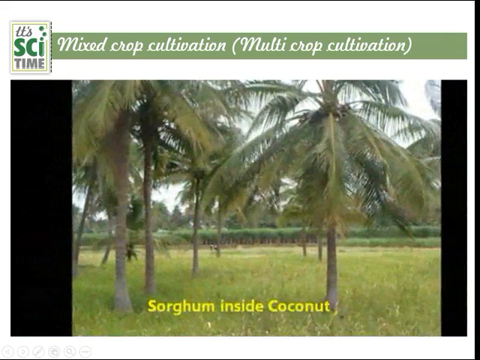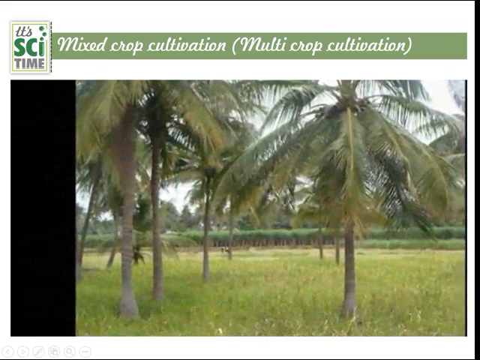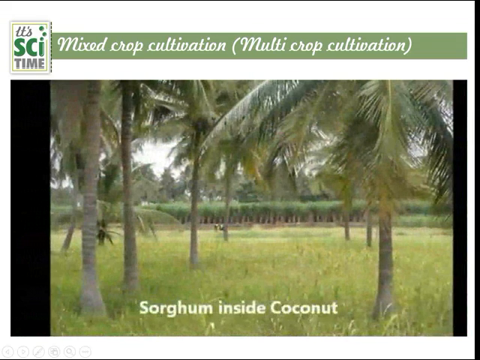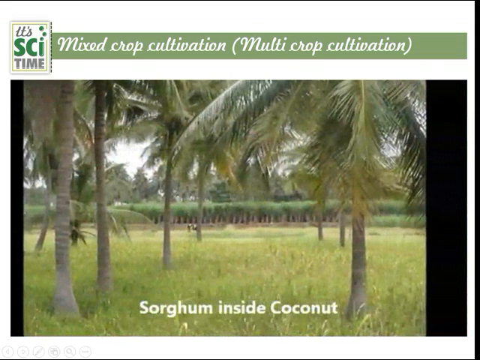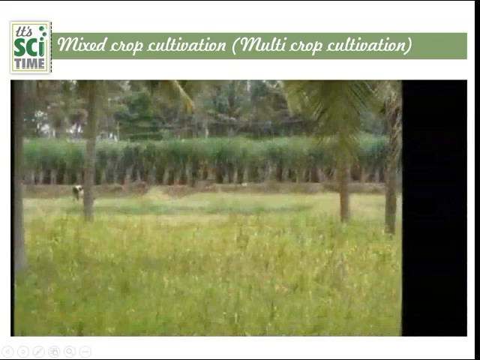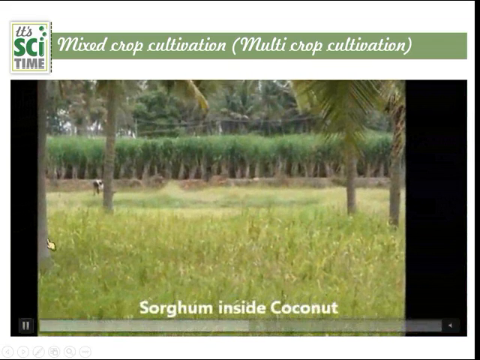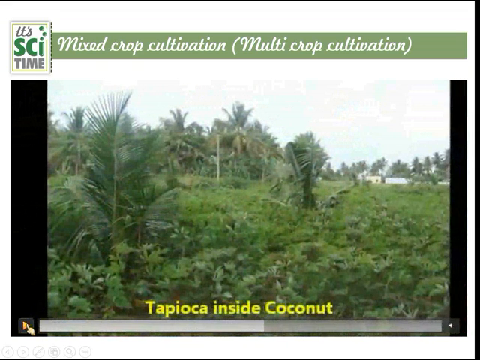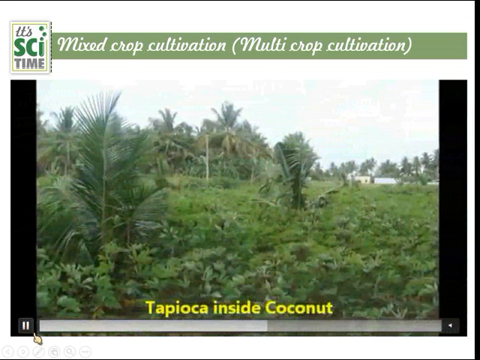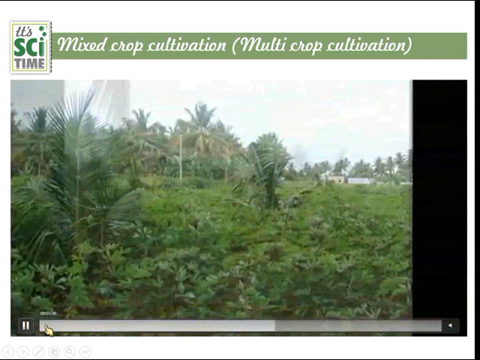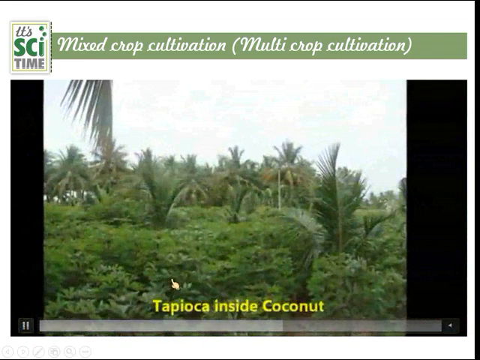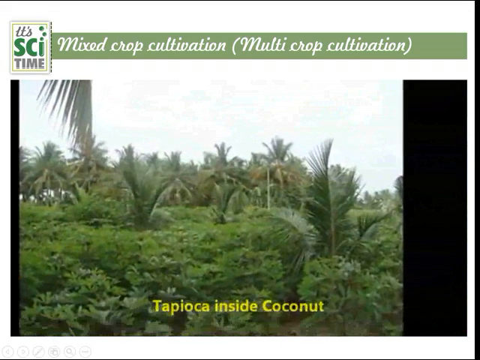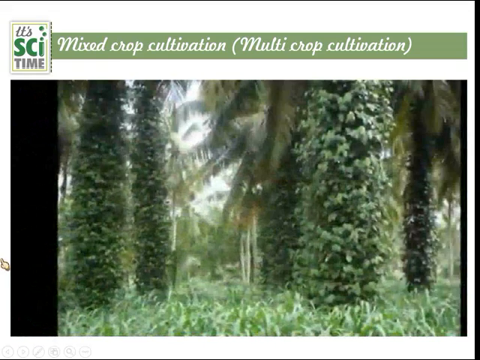This is the mixed crop cultivation technology. Here the sorghum has grown in the coconut field. Sometimes we can go for more than 2-3 crops here. As an example, in the coconut fields we can grow some large trees like the cashew trees. Also we can grow the pineapple or something. 2 or 3 crops we can grow in one land. That is the mixed crop cultivation.